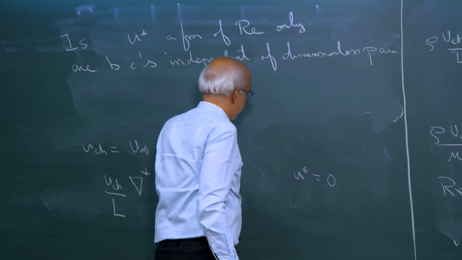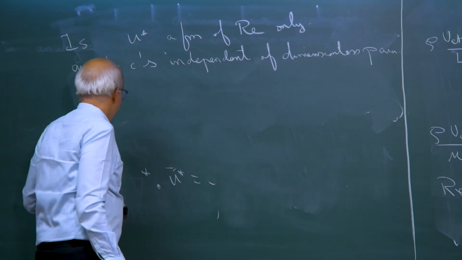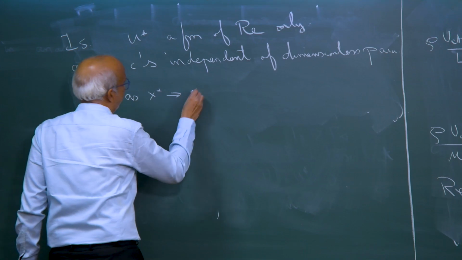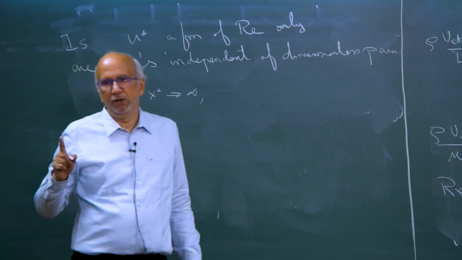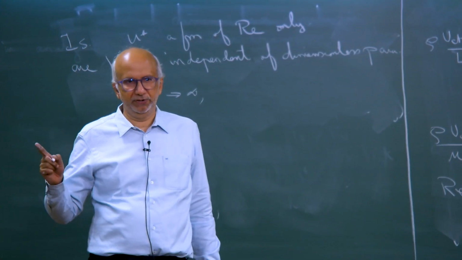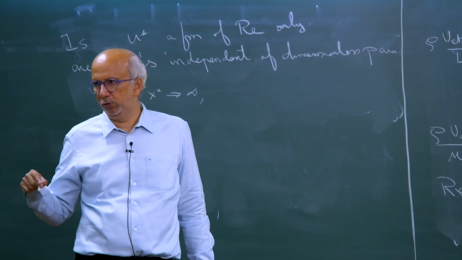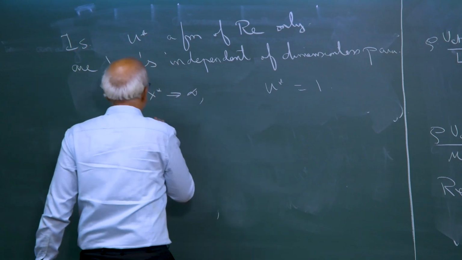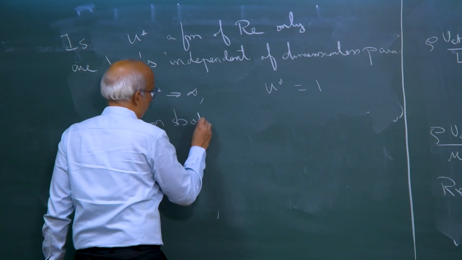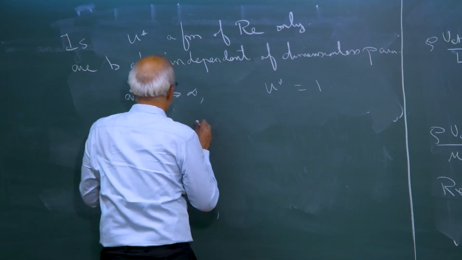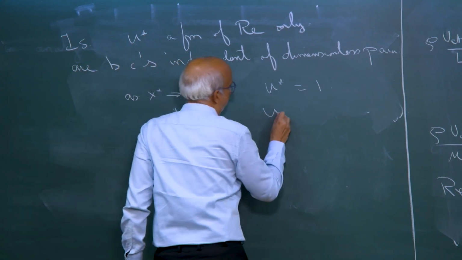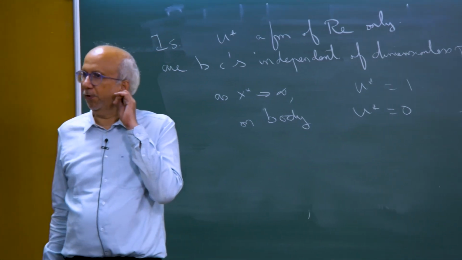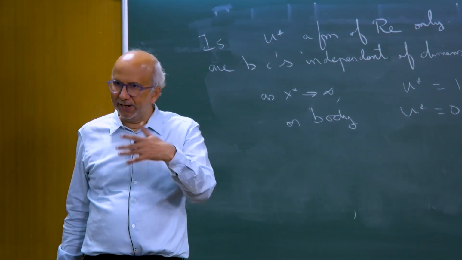So, in this case the boundary conditions are going to be: far away, as x star goes to infinity, velocity is u infinity. So u star will be 1, where u star is u divided by u infinity. And on the sphere, on the body, because of the no slip, no penetration condition, u star is 0. So basically the point is that from the boundary conditions I am not getting any additional dimensionless numbers.